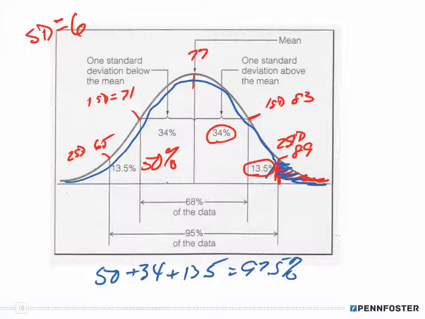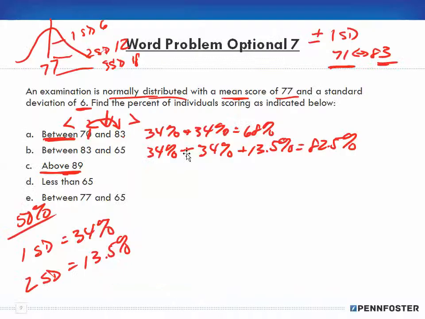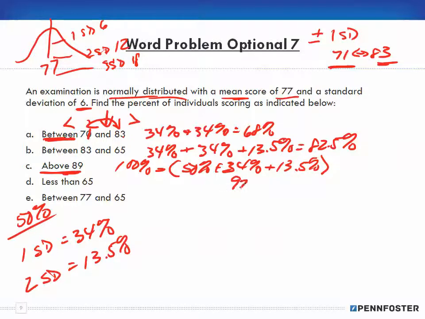Well, underneath the whole curve, it's 100%, right? So I take 100% minus what I know is below the curve of 97.5, and that gives me an answer of 2.5%. Okay, so I have 100% minus the 50% plus the 34% plus the 13.5%, which gives me 97.5%. So 100 minus 97.5% means I have 2.5% above the 89.